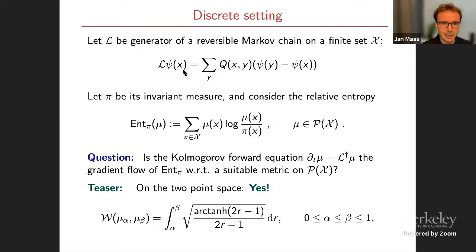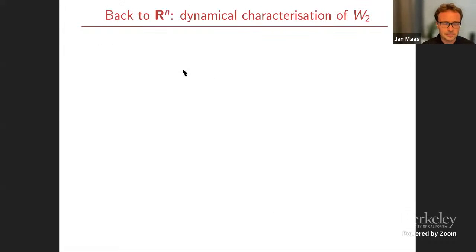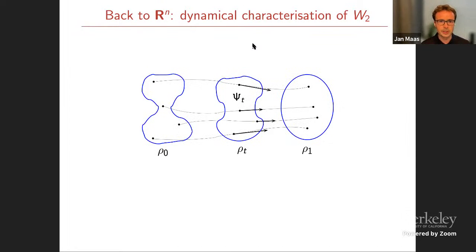So this can be done, and to do that, it's again instructive to look at the continuous setting. So let's go back to R^n, and let's look at this dynamical characterization of W2 that Michaela also already presented. Where you change a little bit the point of view: instead of looking for optimal couplings between two probability measures, you're trying to find a curve in the space of probability measures, so a continuous time interpolation connecting two given densities. So if you start with rho_0 and rho_1, you're connecting them in continuous time by a curve of measures.